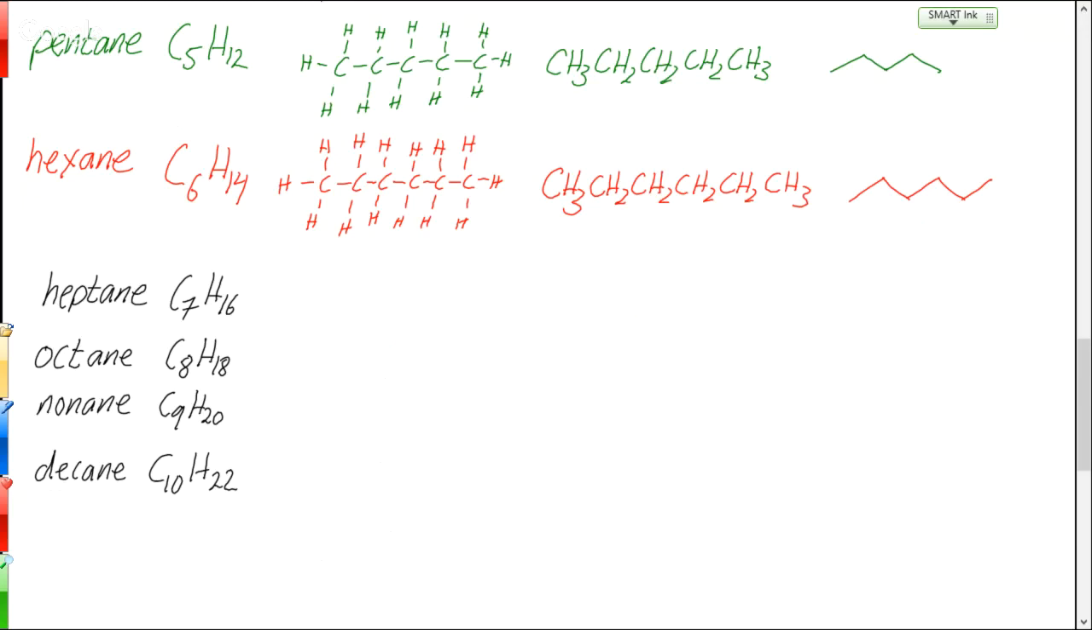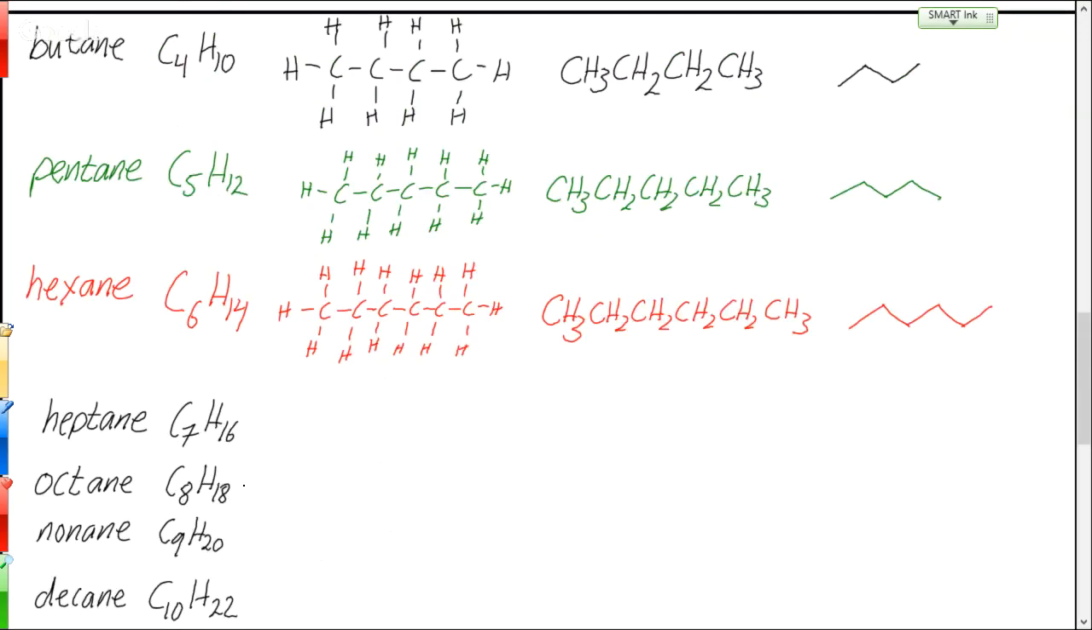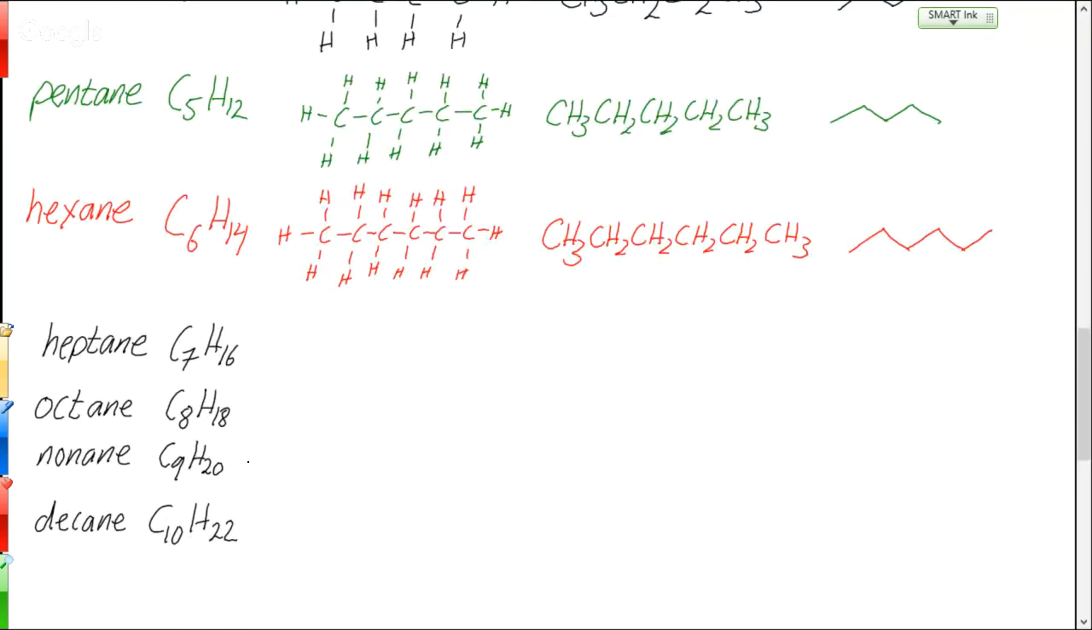So they continue that same pattern. The first 4 have special names that you may need to do a little work to remember. 5 through 10 are your typical prefixes for the numbers with ane at the end. So pent, hex, hept, oct, non, and dec, plus the ane suffix. But those first 4 are totally different: methane, ethane, propane, and butane. So that may take a little work to remember.